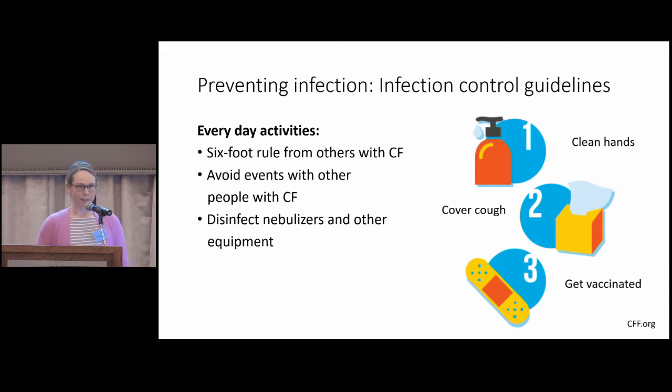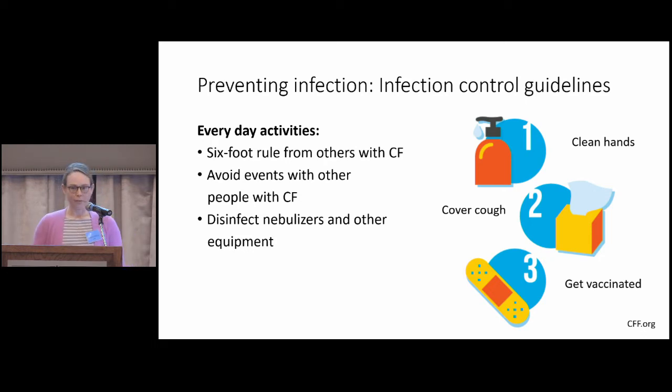Just as important as treating infection and inflammation is preventing infection. And so these are the infection control guidelines, and Dr. Nasser mentioned this a little bit also. And the infection control guidelines have a couple of different areas that they cover in terms of how do we prevent infection. And the first area of this is in everyday activity. So what can people with CF do and their families do to help prevent infection from setting in?